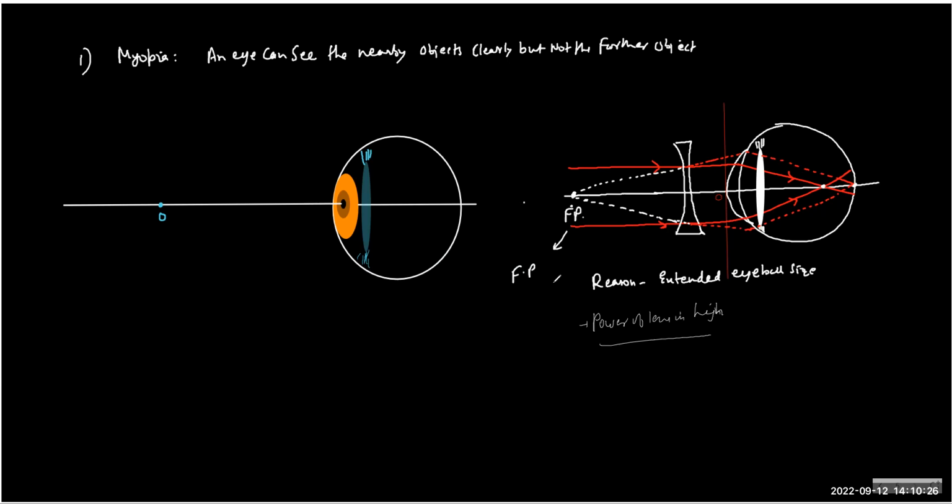Because technically, this should be what? Infinite. So the far point of the given person with a defect can only see if the object is either at FP or nearer than FP. I mean less than FP. Anything beyond FP you cannot see clearly. So, far point of a person with defect.